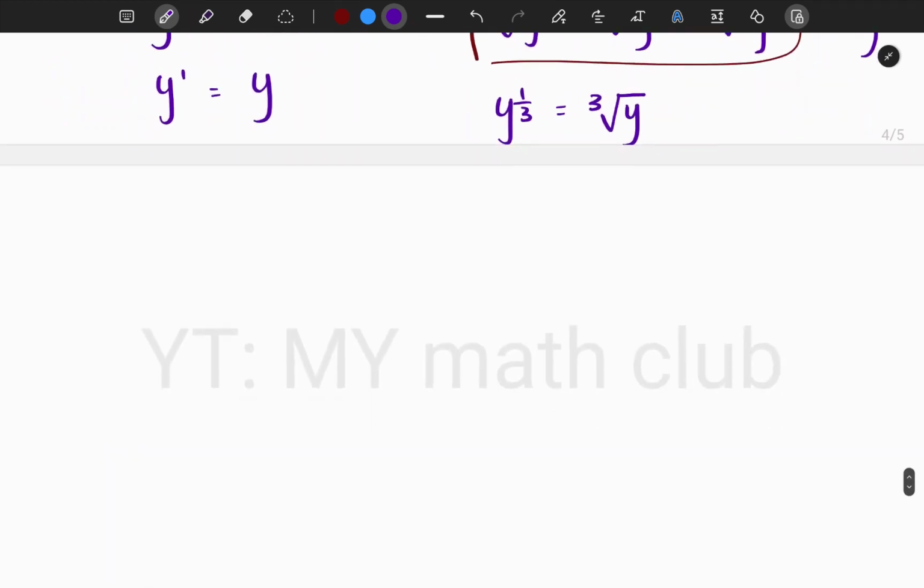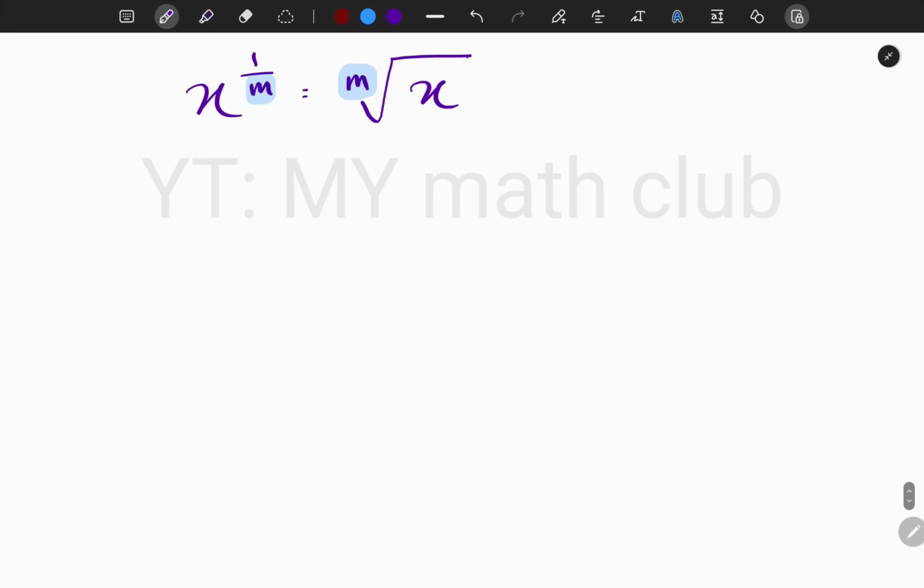The two examples that we have discussed can help us understand that any base number, if you raise it by a fractional index of 1 over any number, it is equals to the root of the base number by m, which is the denominator of the index fraction. So meaning to say, x to the power of 1 over m will always equal the root of x by m.